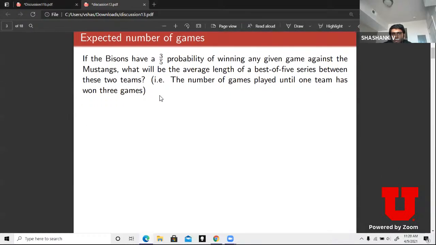Okay, let's solve this one. Best of 5 series. I think this is similar to 2 of the homework problems, so we'll just solve a model of that. The problem states if the Bisons have a 3/5 probability of winning any given game against Mustangs, what will be the average length of best of 5 series between these two teams? So yeah, best of 5 basically means one team has won 3 games. I mean, if the team has won 3 games, that is won the series.